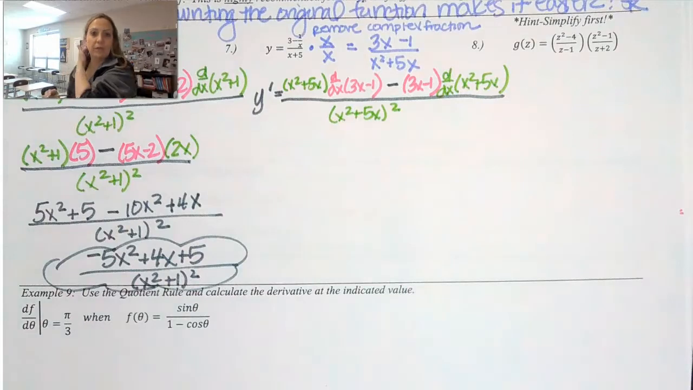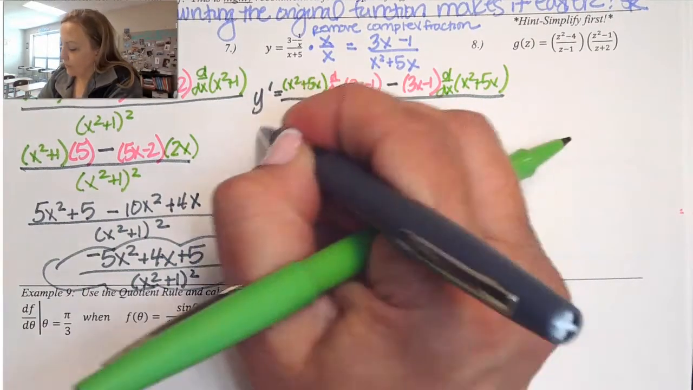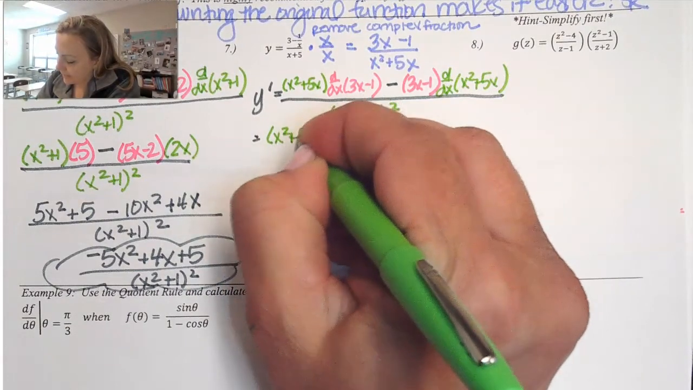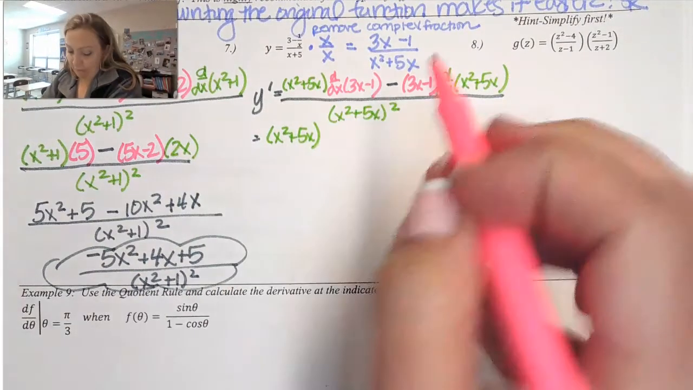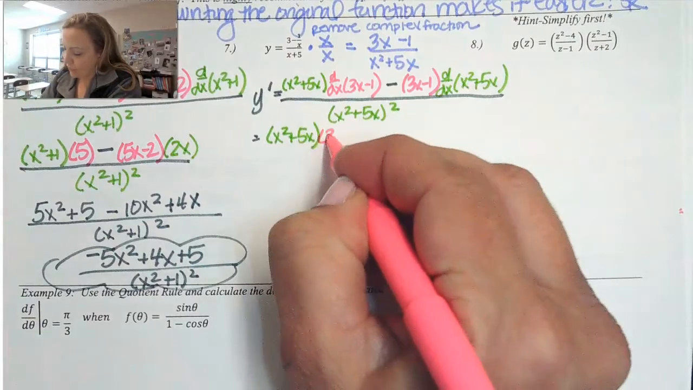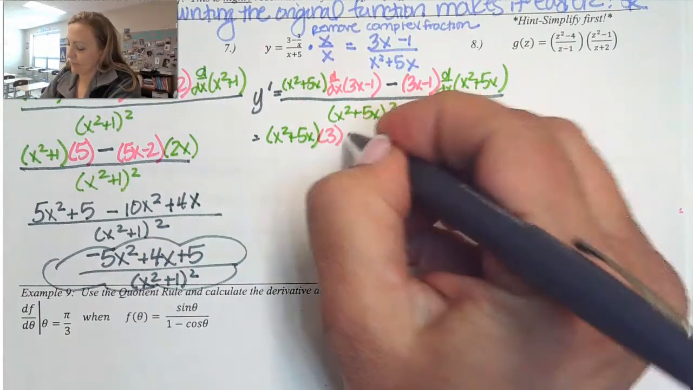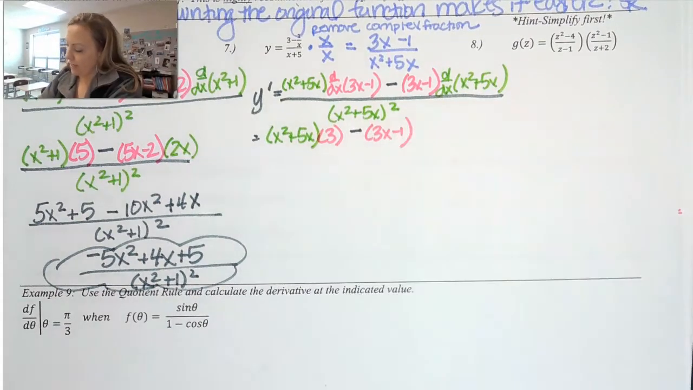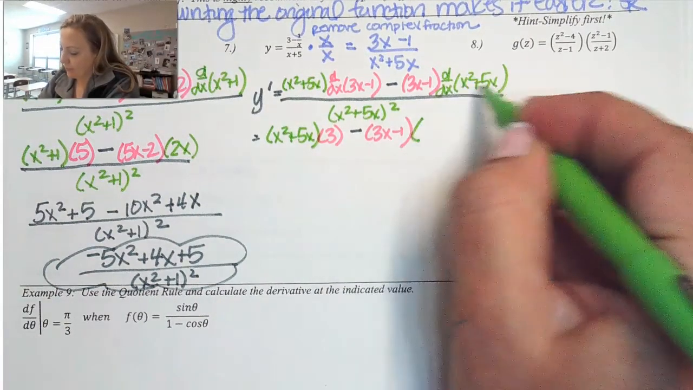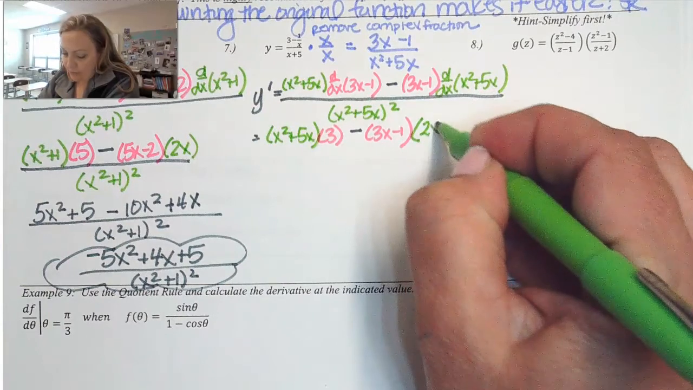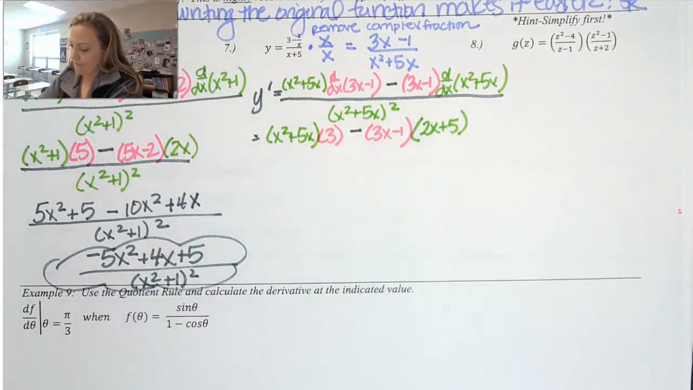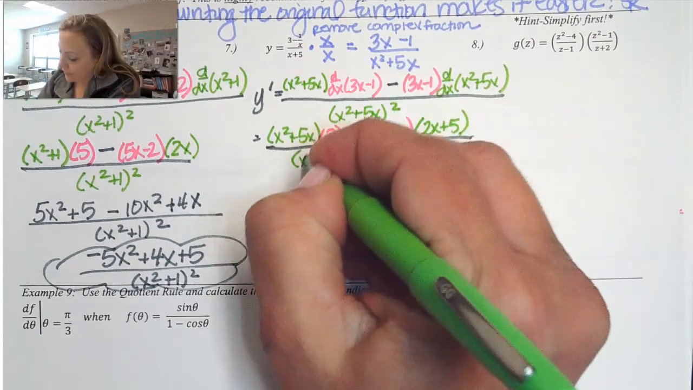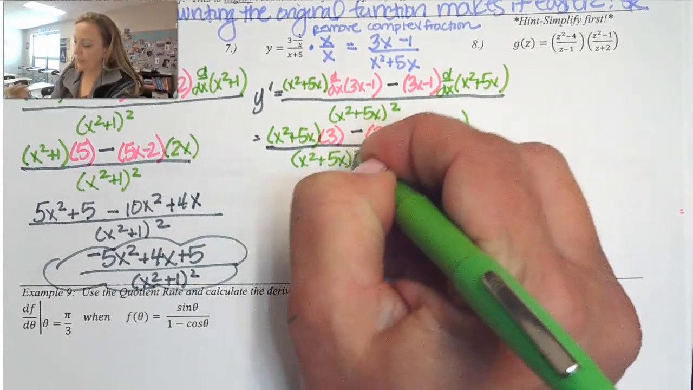Okay. So let's do each of these. x squared plus 5x. Now what is the derivative of 3x minus 1? Why, that's just 3. And now I take 3x minus 1. And what is the derivative of x squared plus 5x? It's just going to be 2x plus 5. And then all over x squared plus 5x squared.